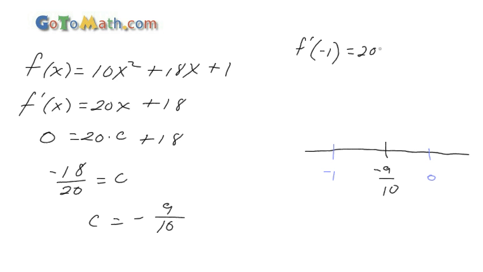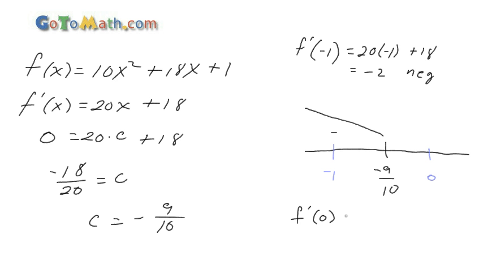So we got 20 times negative 1 plus 18, and of course this is going to end up becoming negative 20 plus 18 is negative 2, so that's going to be negative, right? Negative, and that means it's going to be decreasing. Okay, decreasing. And then since we don't have enough room up there, we'll do it down here.